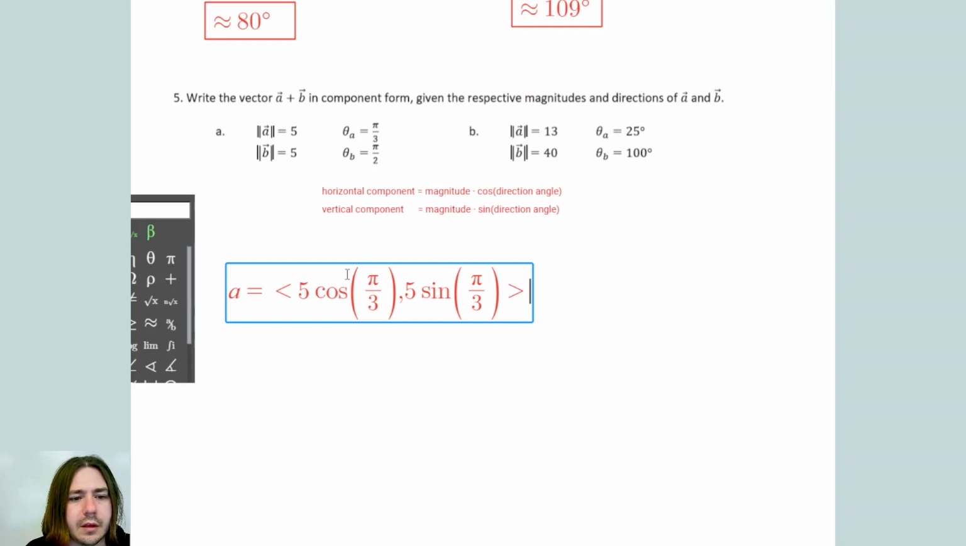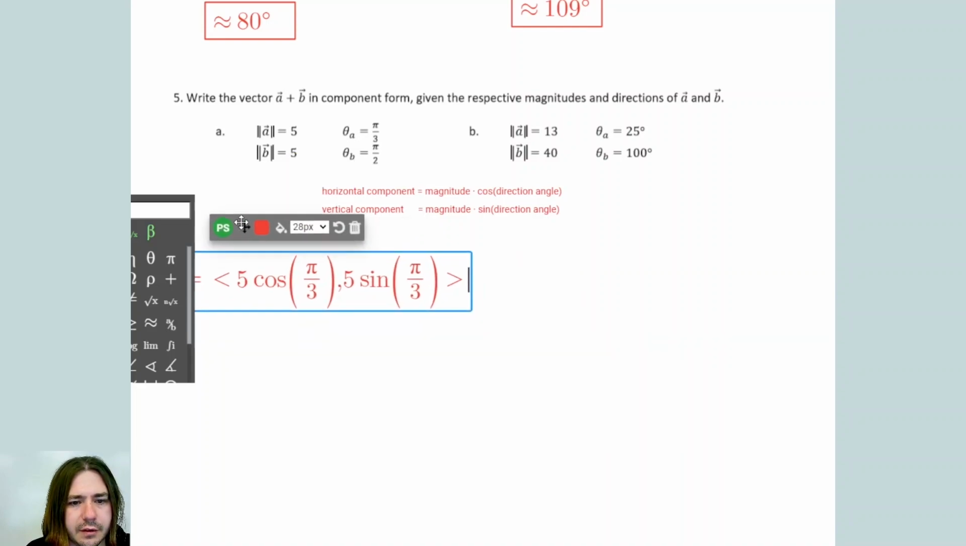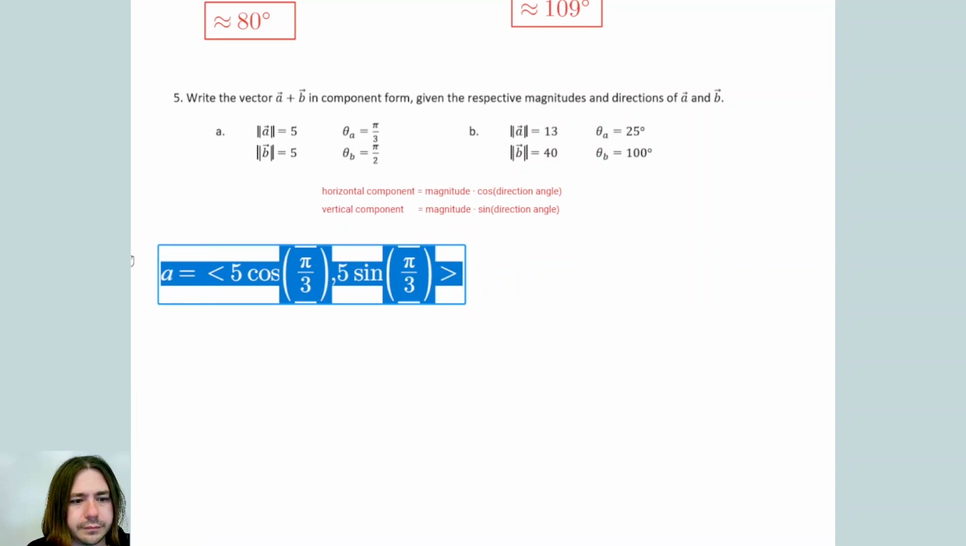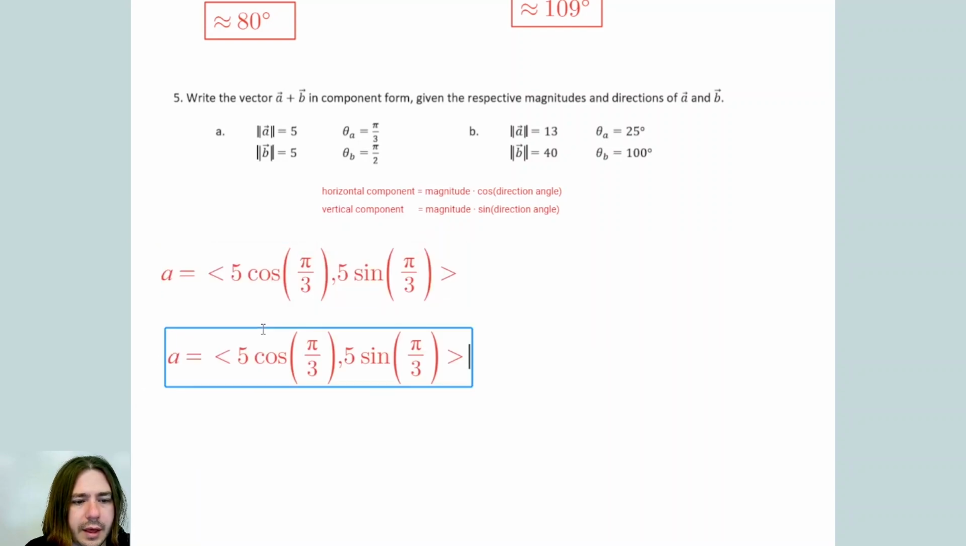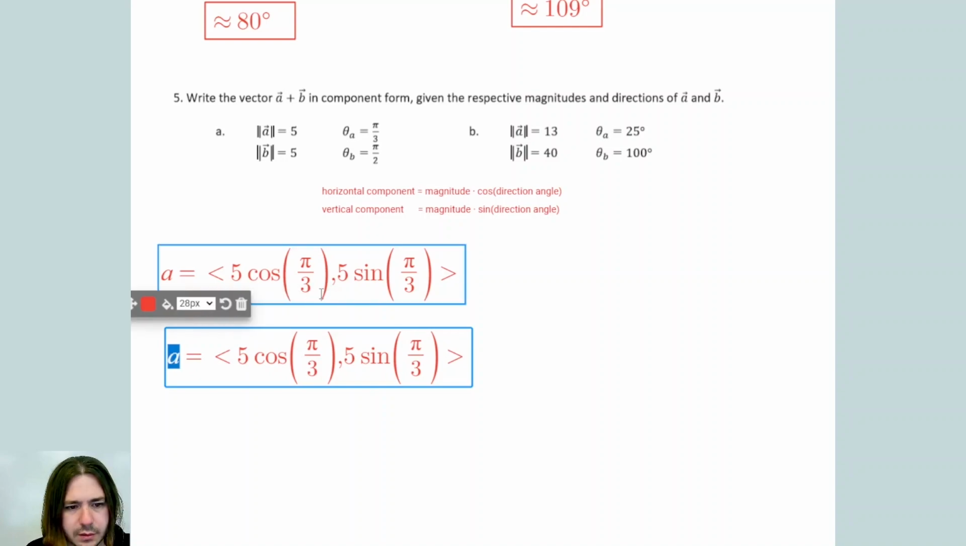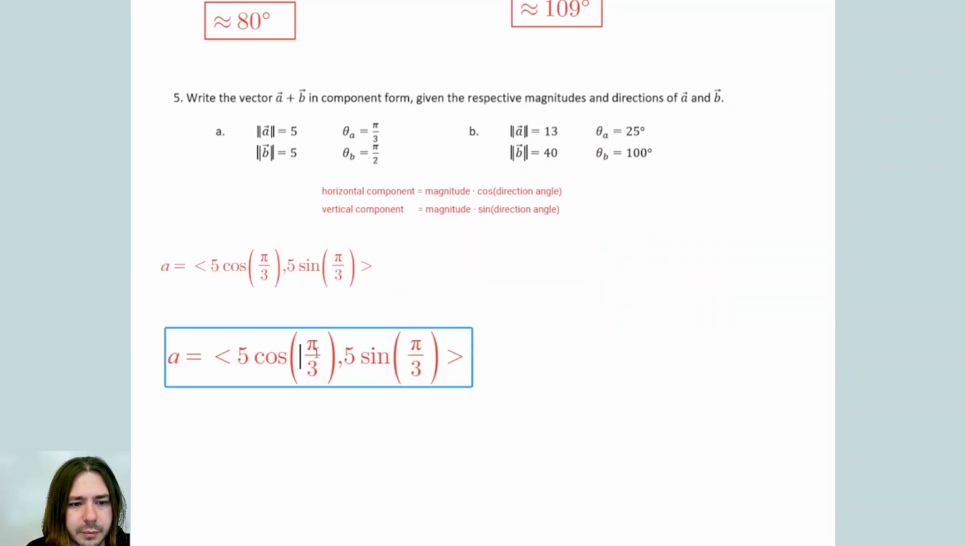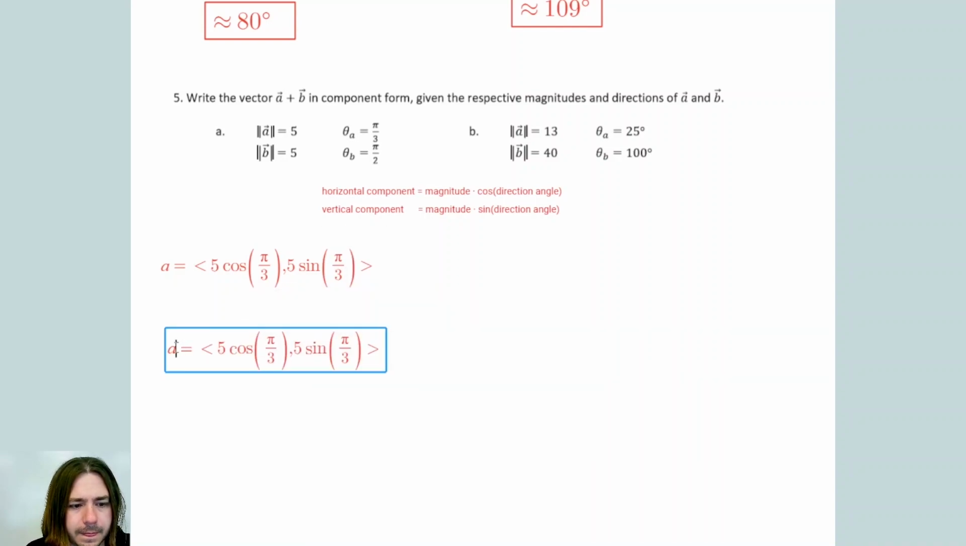Okay. So there's vector A, the first one. And then vector B, let's make this a little bit smaller so it's not so crammed in here. Yeah, that's a little better. Vector B is going to be, it has the same magnitude, so 5 times the cosine of pi over 2, and then the sine of pi over 2.